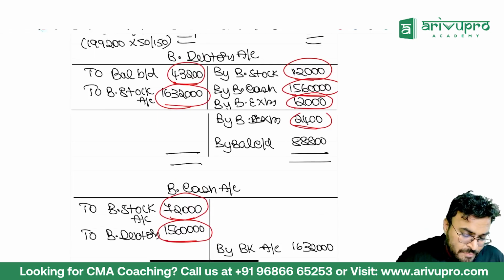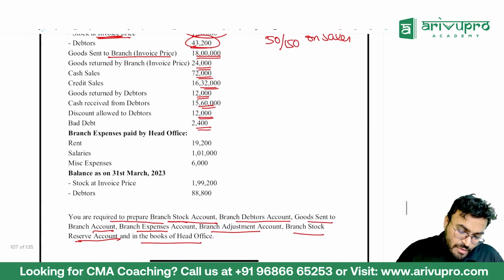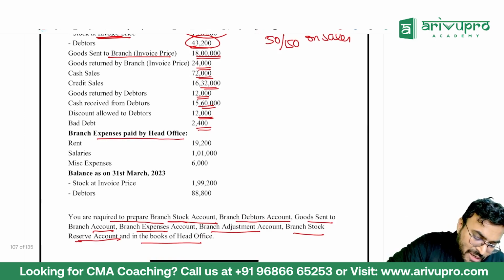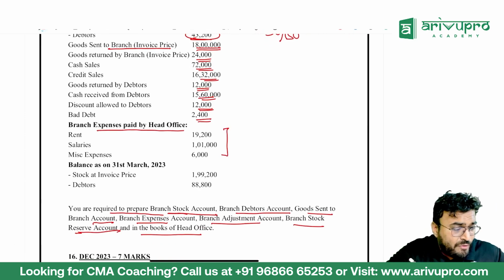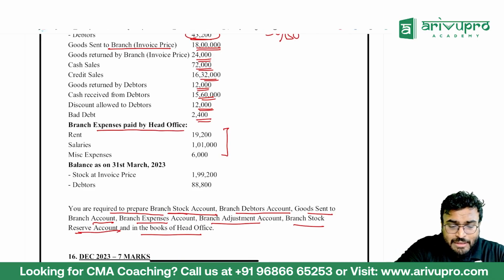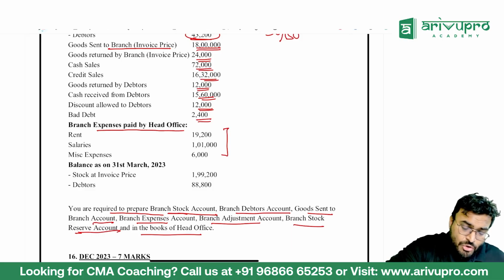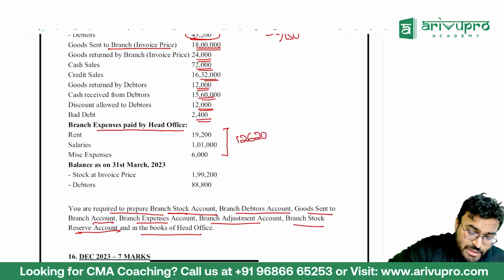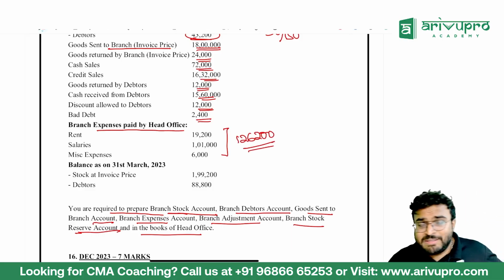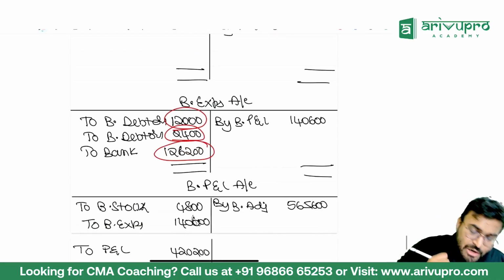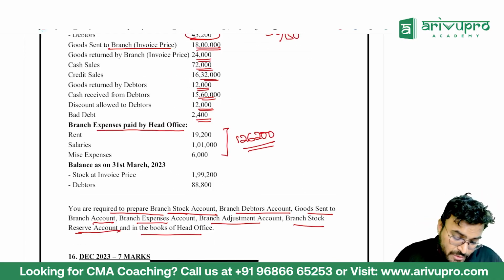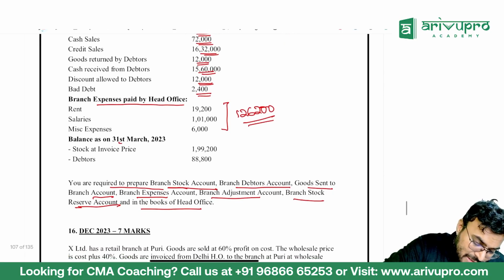Is this clear? Yes. Next, branch expenses paid by head office. All this is going to be paid by head office. So 1,01,000 plus 19,200 plus 6,000. So total you have 1,26,200. This is the branch expenses paid by head office. So go to branch expenses and write branch expenses account debited to bank account. Clear?